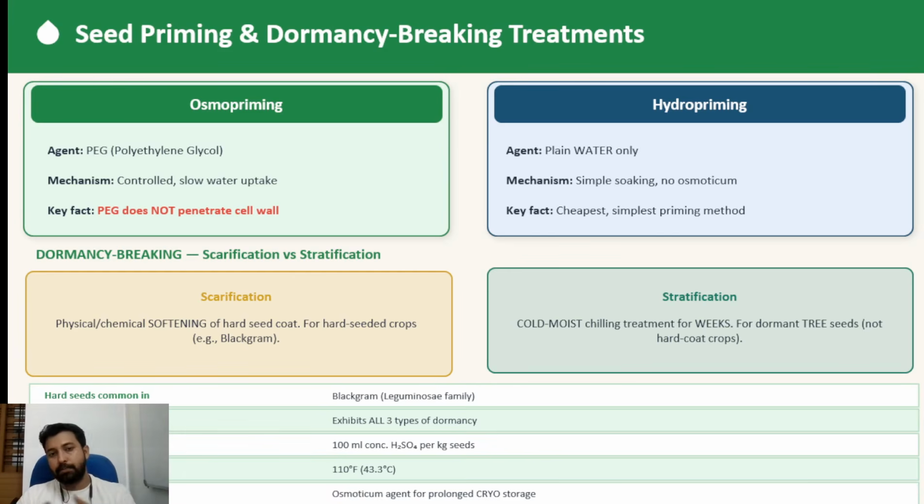And PEG, as you know, will not penetrate the cell wall. It is tough to penetrate the cell wall. Usually, PEG is given to seedlings for stress studies, like drought stress. You give PEG treatment. If the seedling survives that, we call those seedlings somewhat tolerant to stress like drought. Right. Then other things, dormancy breaking strategies: scarification and stratification are 2 methods.